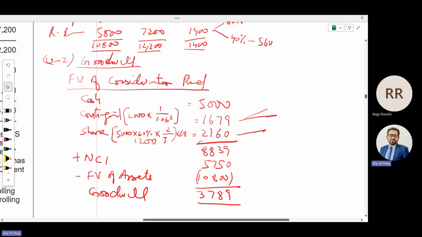And for this share issue, share capital is 1,200 into 1, that is 1,200, and share premium is 1,200 into 0.8, that is 960.